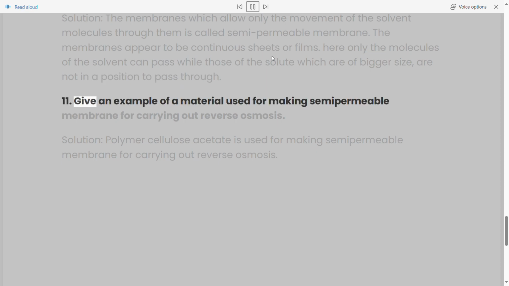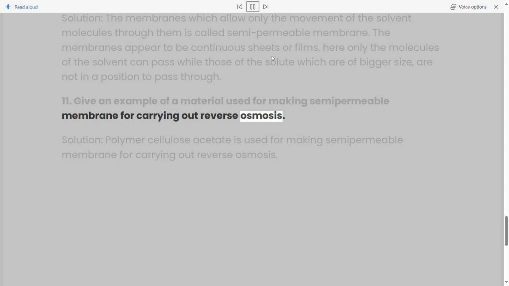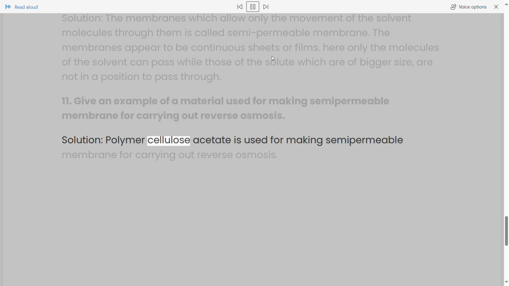11. Give an example of a material used for making a semipermeable membrane for carrying out reverse osmosis. Solution. Polymer cellulose acetate is used for making a semipermeable membrane for carrying out reverse osmosis.